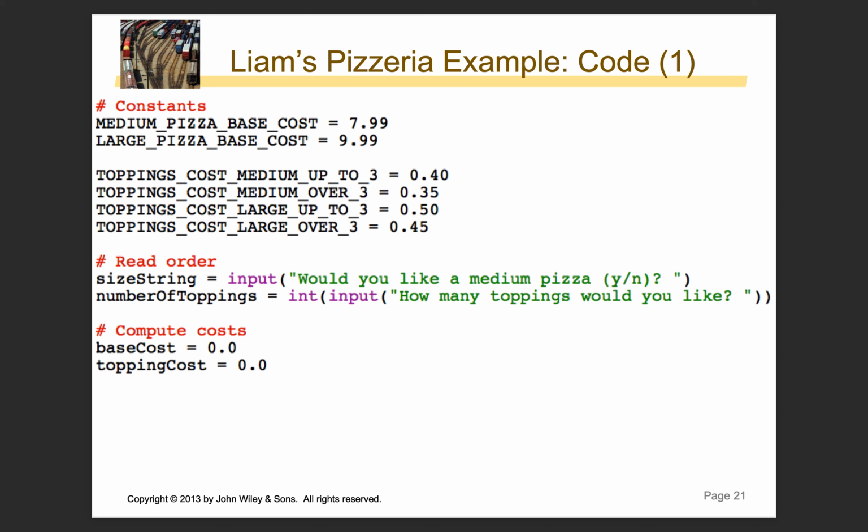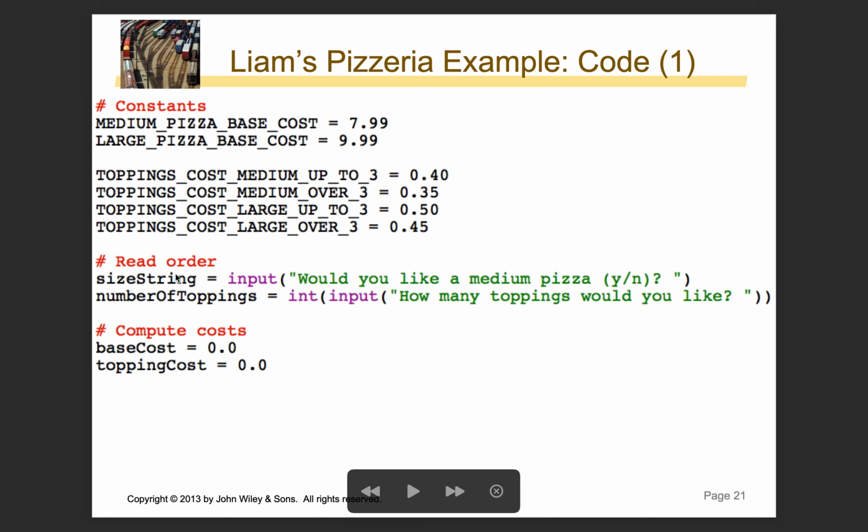Here Liam has written out some example code. You'll note that he's using quite a lot of uppercase letters. That's because these are constants. Remember, constant values have uppercase letters and are separated by underscores. So he's got medium pizza base, large pizza base, and a bunch of toppings.